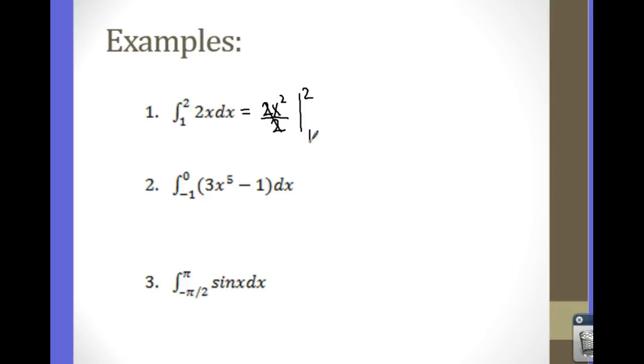So what it means is this is like capital F of B, and this is like capital F of A. So I'm going to plug capital F of B in, so you get 2 squared, minus, I'm going to plug capital F of A in, so I'm going to do 1 squared. So I get 4 minus 1, which is 3.